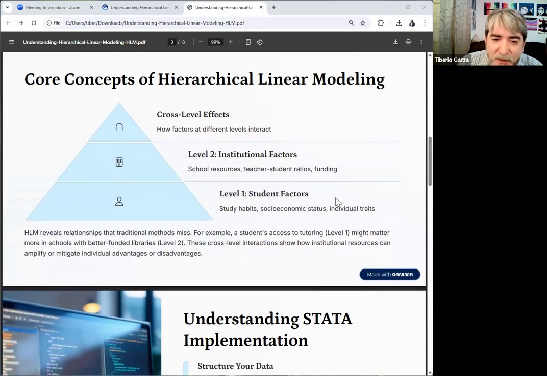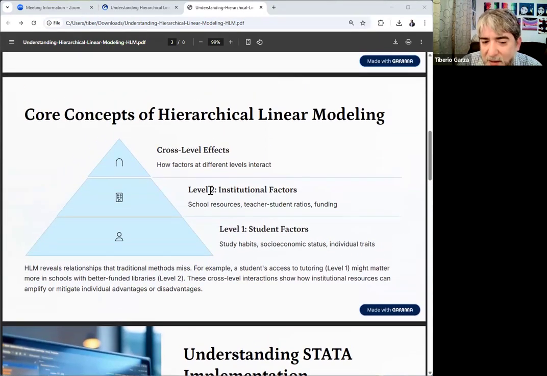And so again, just the core concepts: level one, level two, and this idea of cross-level effects between the levels. In this example, we see study habits and socioeconomic status, and then we look at teacher-student ratio and school resources. At the cross-level interaction, we might think about how school budgets might amplify or mitigate individual disadvantages or advantages. So again, it's the cross-level effect there.